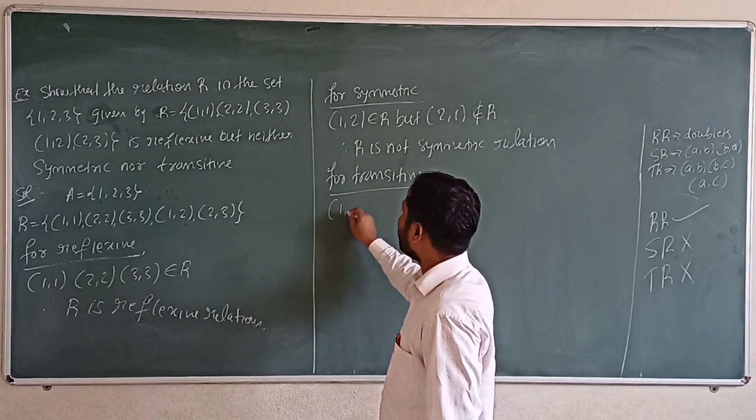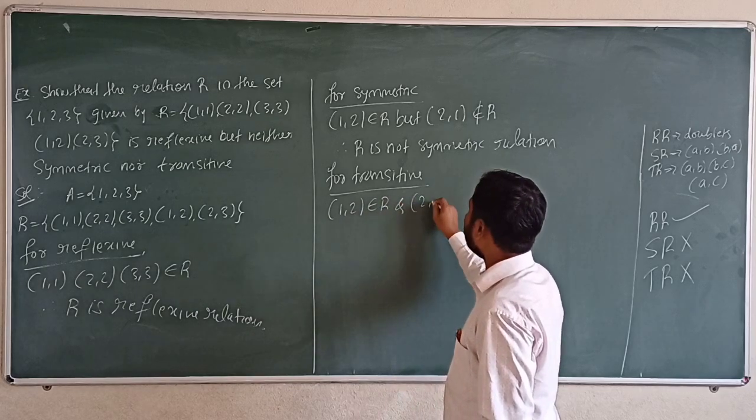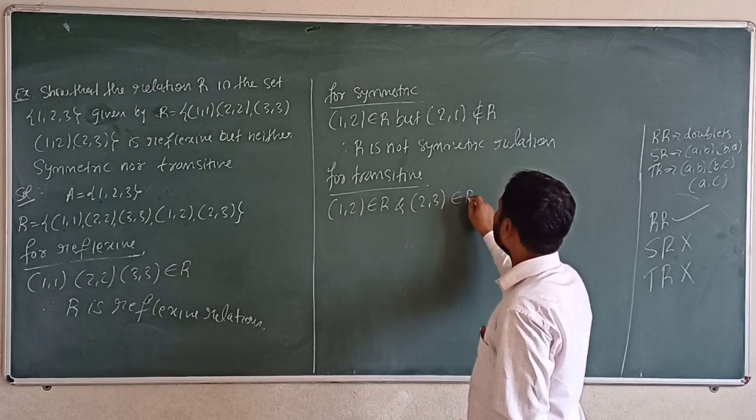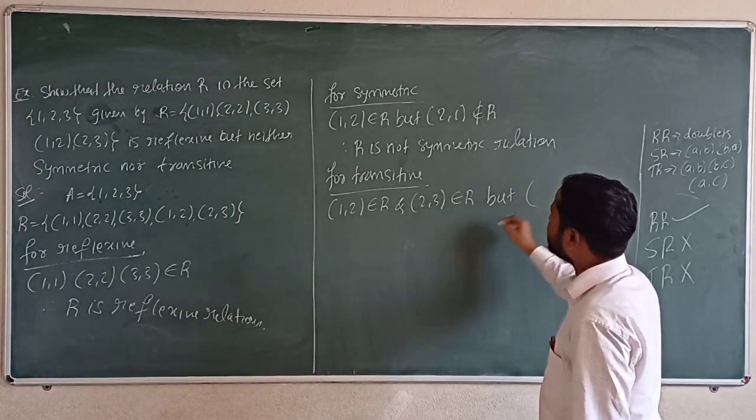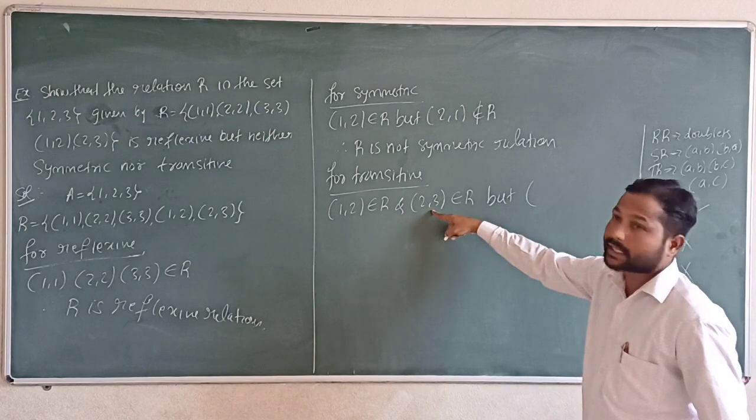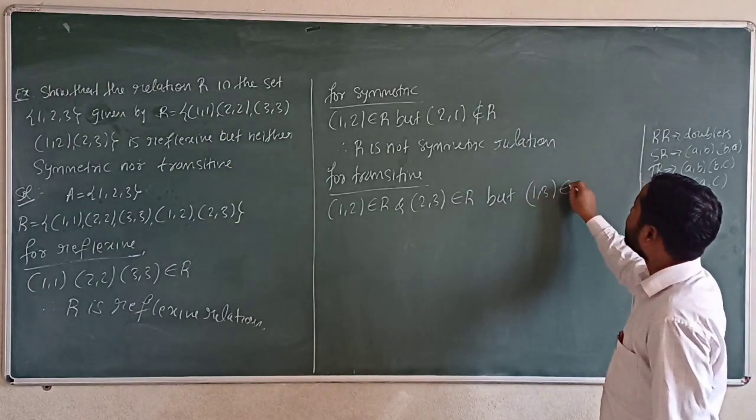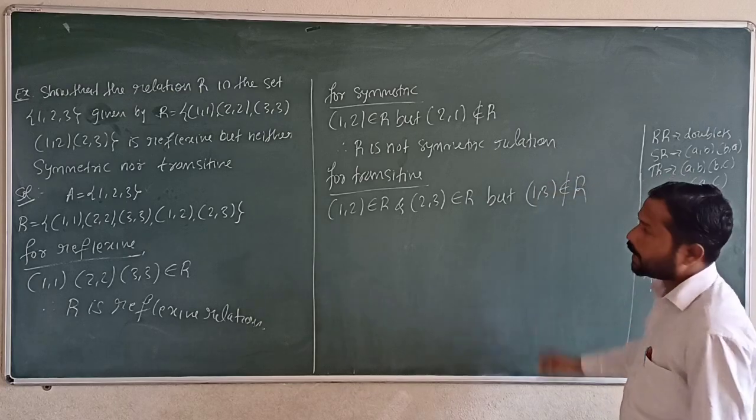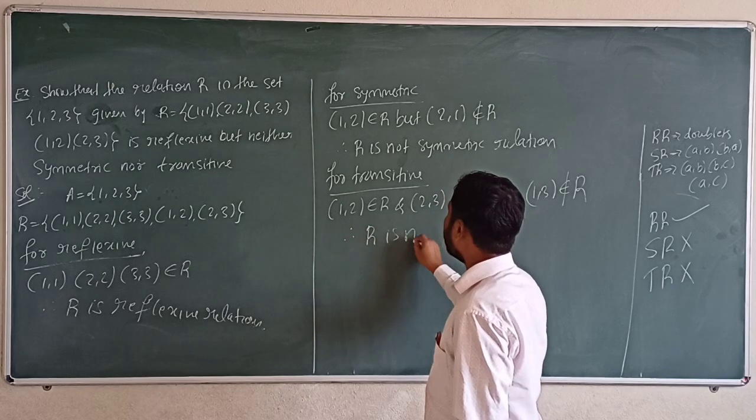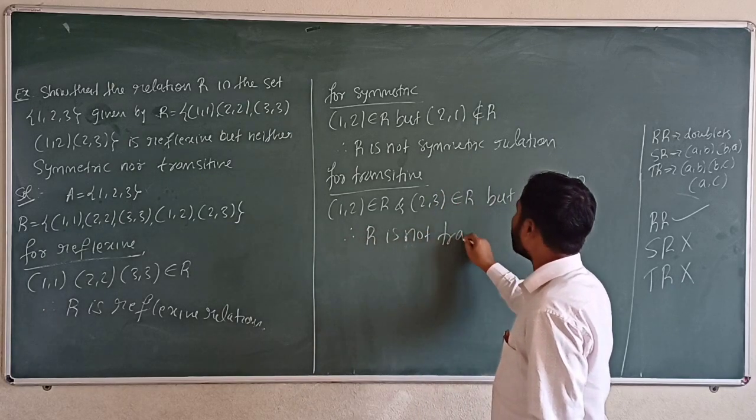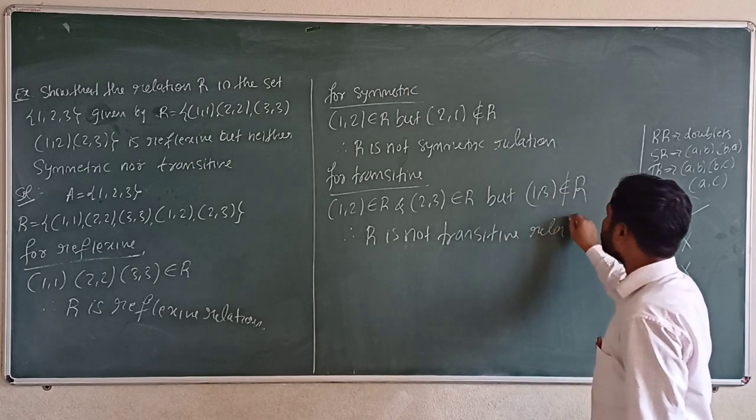1 2 belongs to R and 2 3 belongs to R, but which one is not present there? 1 3 was needed here, 1 3 is not there. So write down: 1 3 does not belong to R. So therefore R is not a transitive relation here, right?